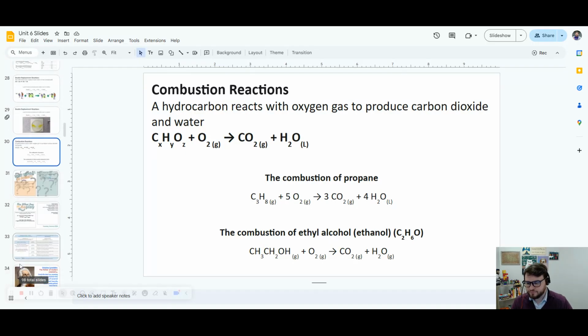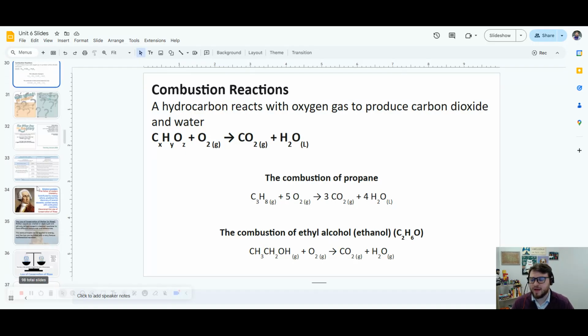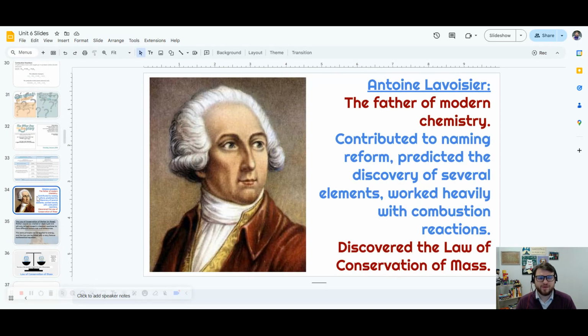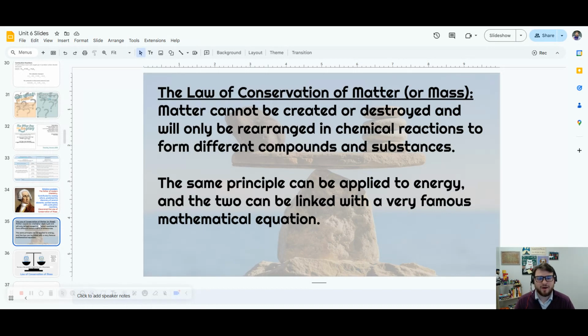Okay, and so those are our 5 types of reactions, and then we talked about Antoine Lavoisier and how he gave us what we call the law of conservation of mass or matter, and that says that matter cannot be created or destroyed, only rearranged in chemical reactions to form different compounds and substances.